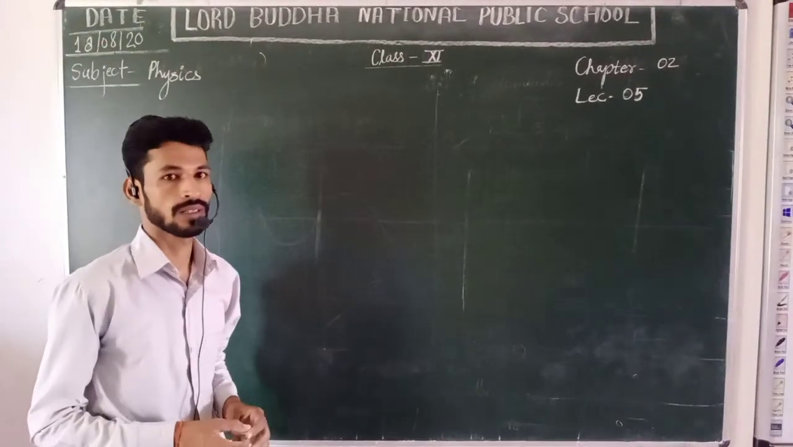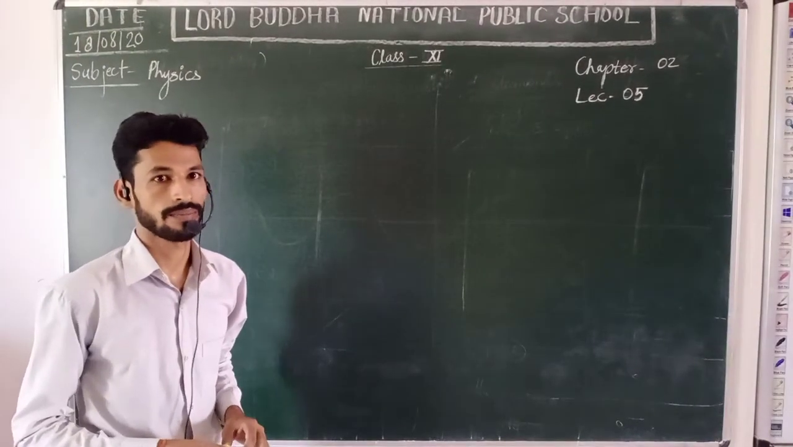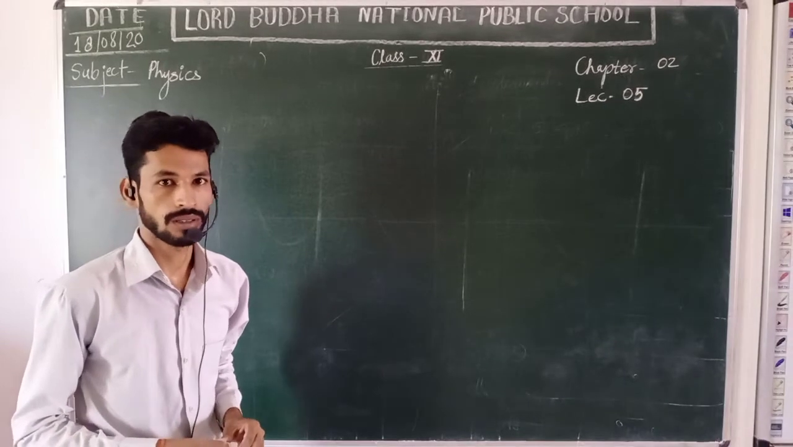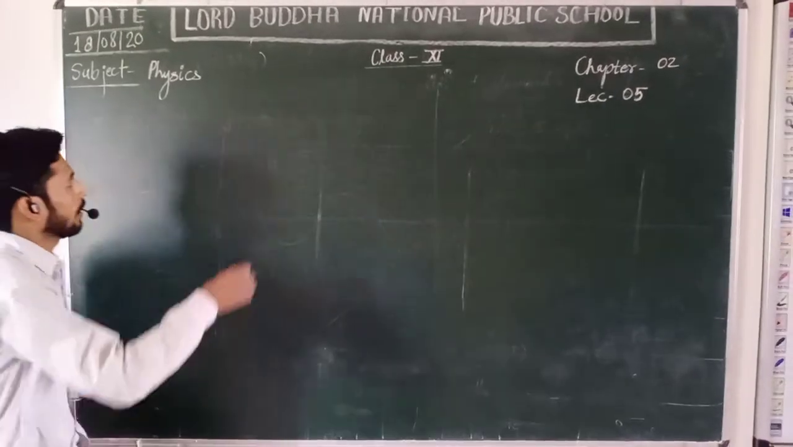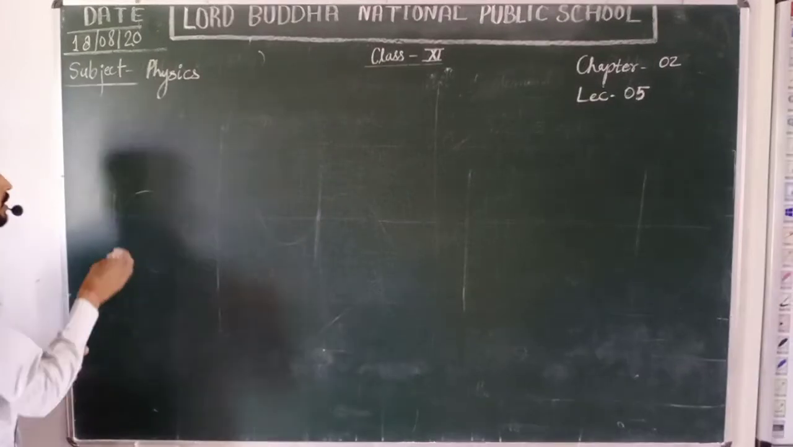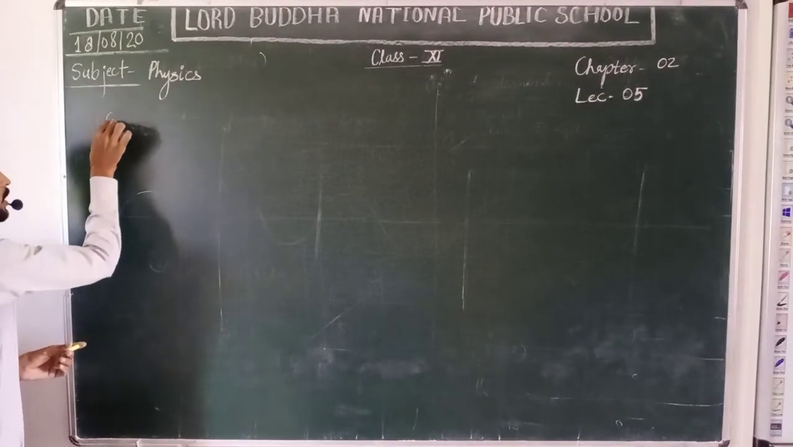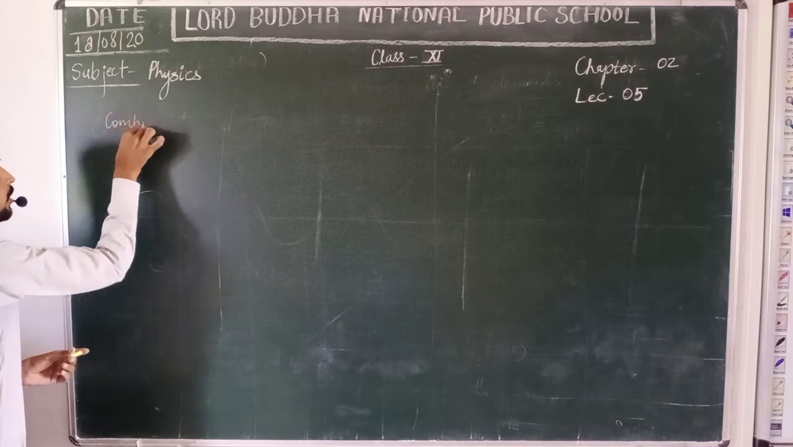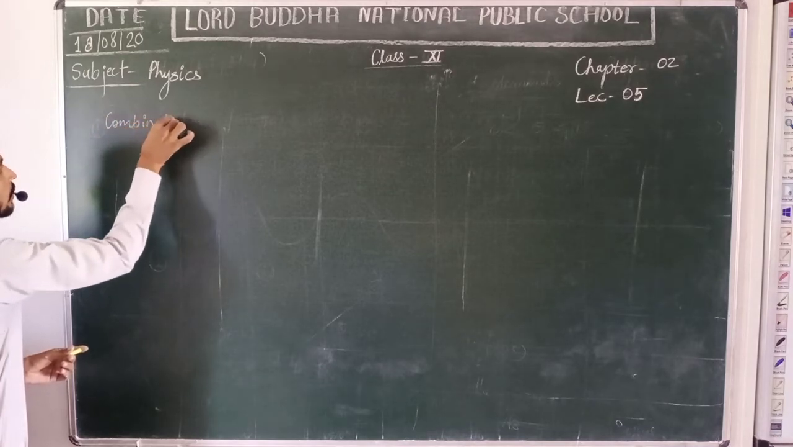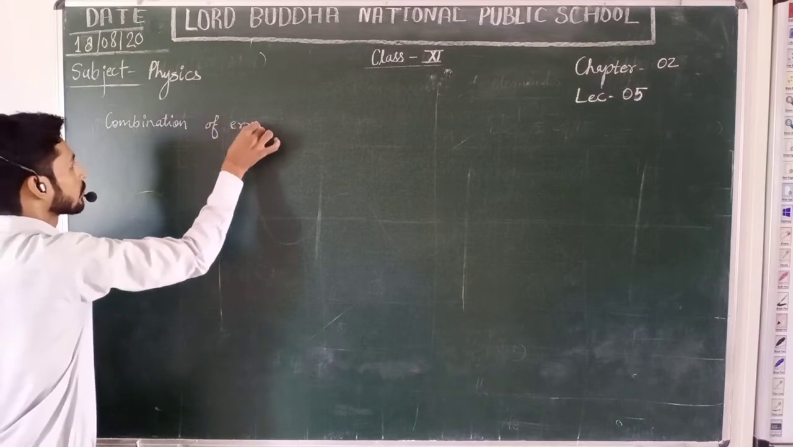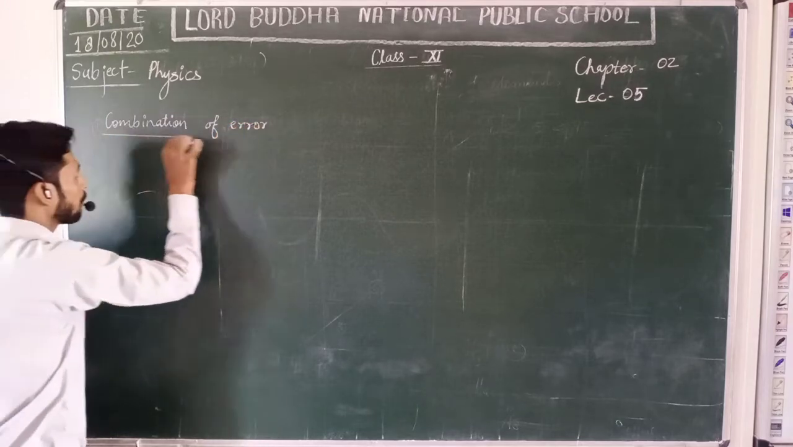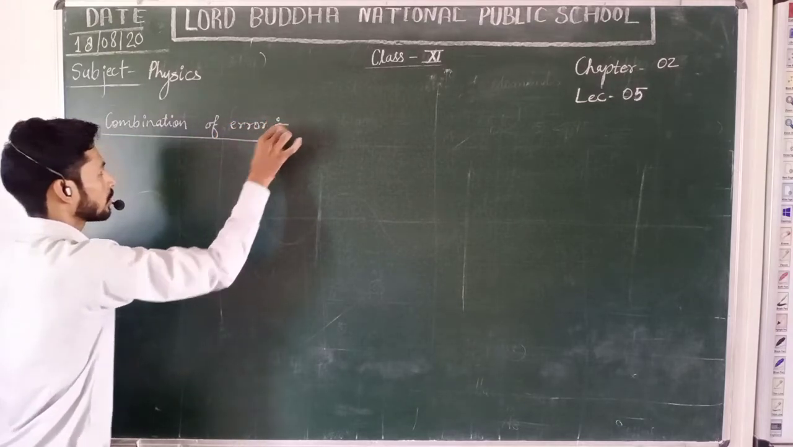Today's lecture is class 11th physics, chapter number 2, percentage errors. In this lecture, I will start with the topic combination of errors. What do you mean by combination of errors?